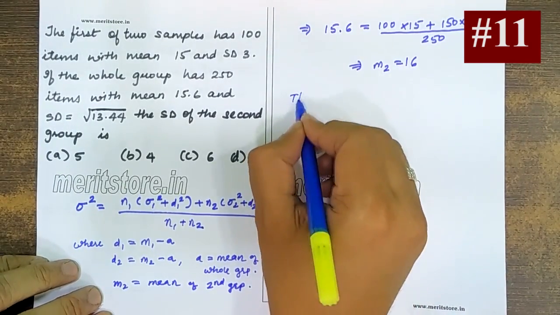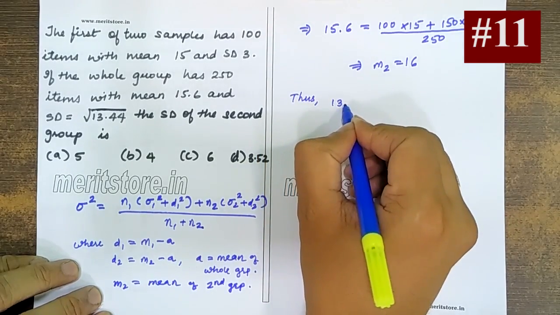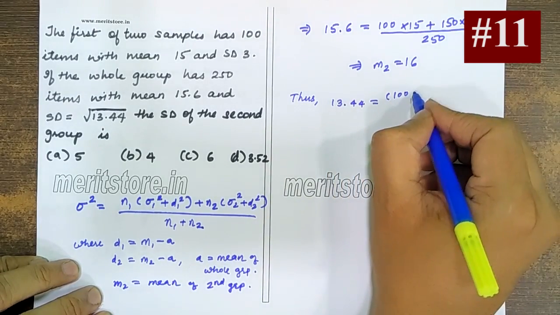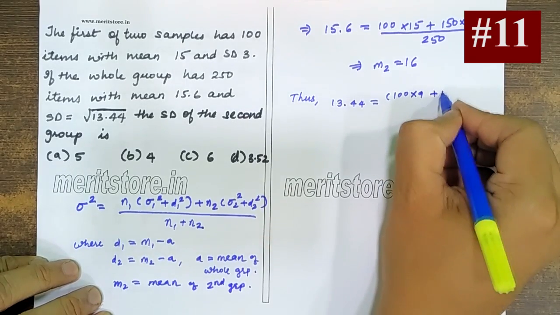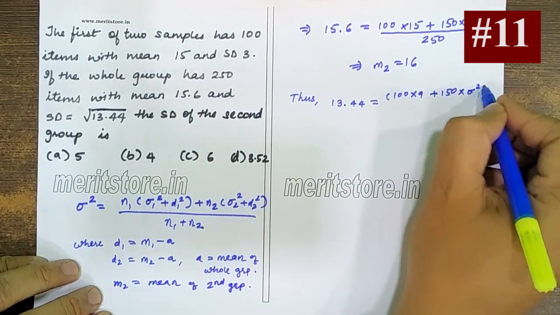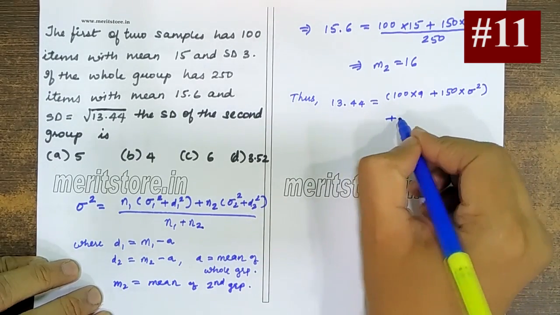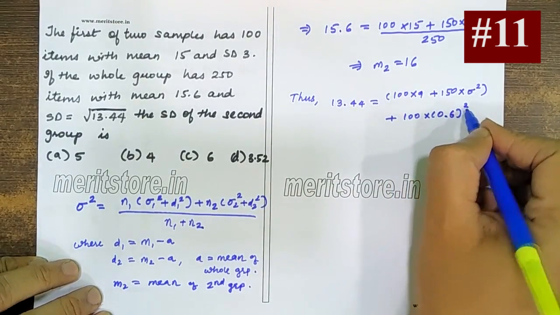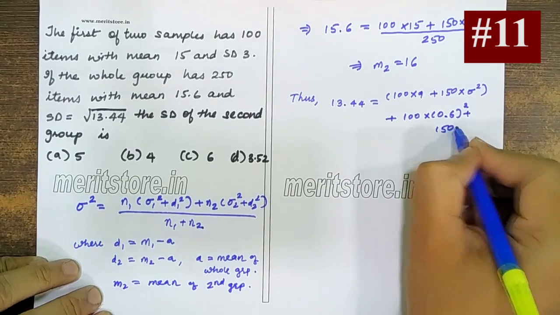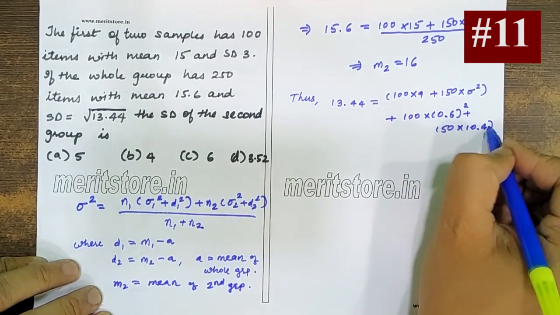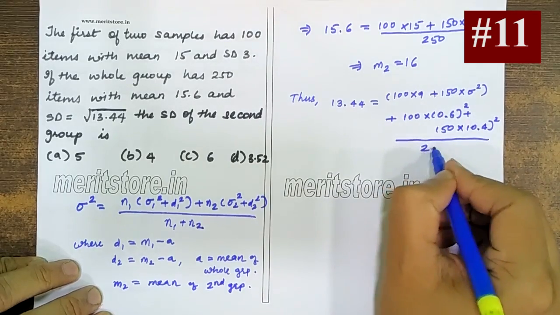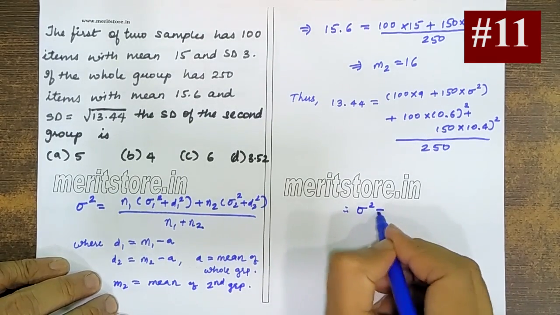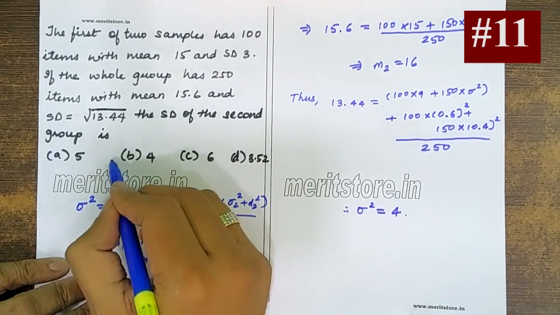So now 13.44 is equal to 100 into 9 plus 150 into sigma square plus 100 into 0.6 square plus 150 into 0.4 square, the whole upon 250. Now after solving this, you will get sigma square is equal to 4. So B is the correct answer.